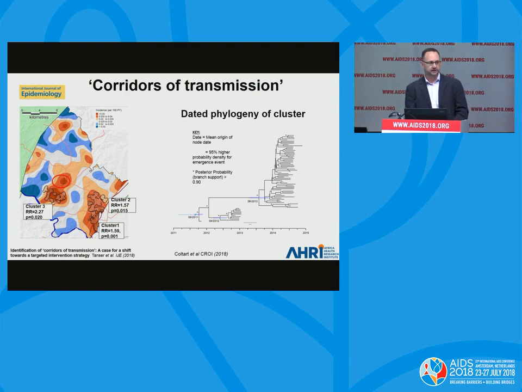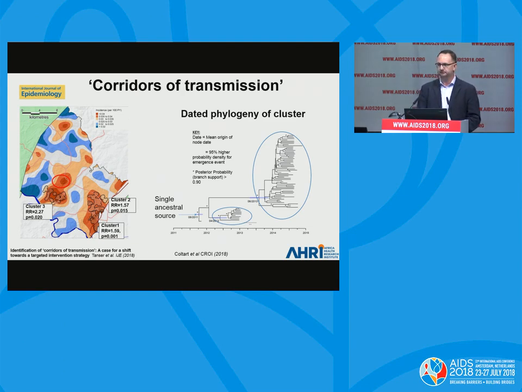Cordelia Coltart presented some results at CROI where she took this further and looked at, if you look on the right there, a phylogenetic cluster of 75 linked infections. A large proportion of those were male, about 60%, with two bursts of infection in 2012 and 2013, respectively.